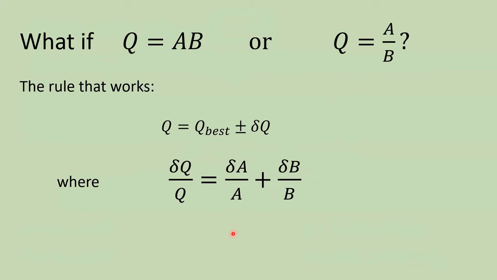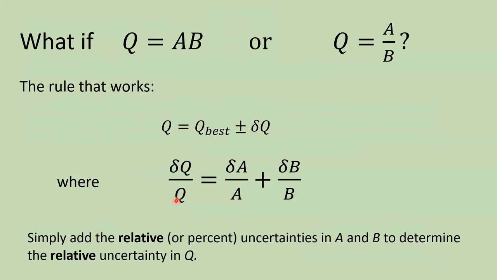If you happen to know the percent or relative uncertainty in your two measurements, all you have to do is add them to get the percent uncertainty in their sum. Okay, so it's a lot like the previous rule, but you must use relative uncertainties. Aha, let's do an example for a moment.